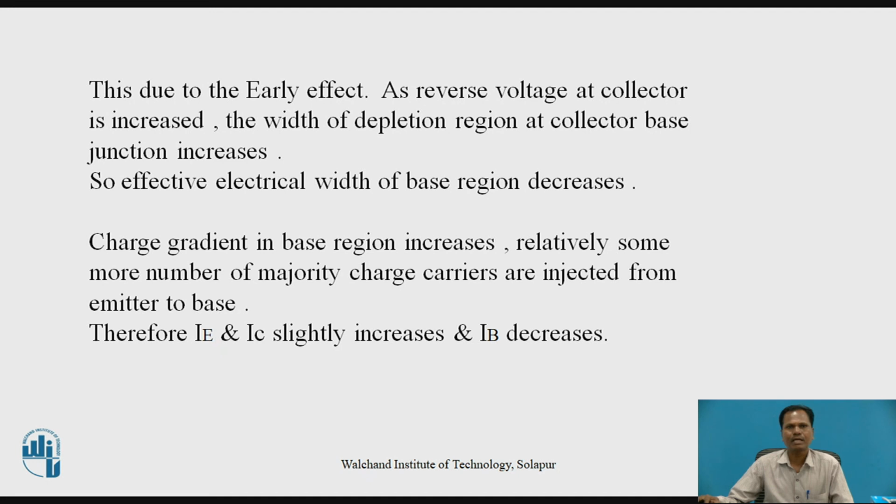As the reverse voltage at the collector is increased, the width of the depletion region at the collector base junction increases. So the effective electrical width of the base region decreases. So the charge gradient in the base region increases. Relatively more minority charge carriers are injected from the emitter region to the base region. Due to that, there is a slight increase in emitter current, and correspondingly the collector current IC also increases. There is less recombination of holes and electrons in the base region, so IB slightly decreases.